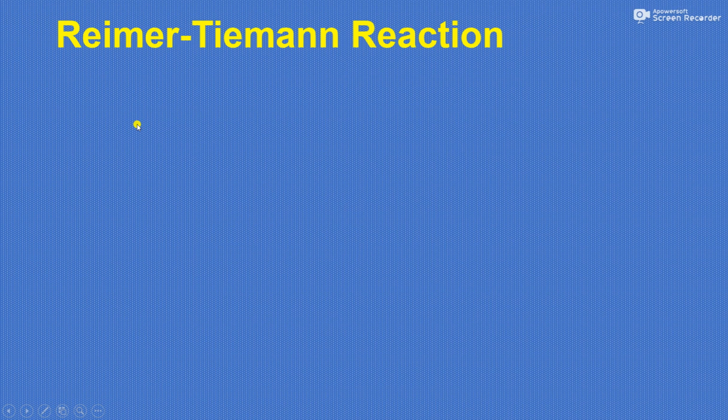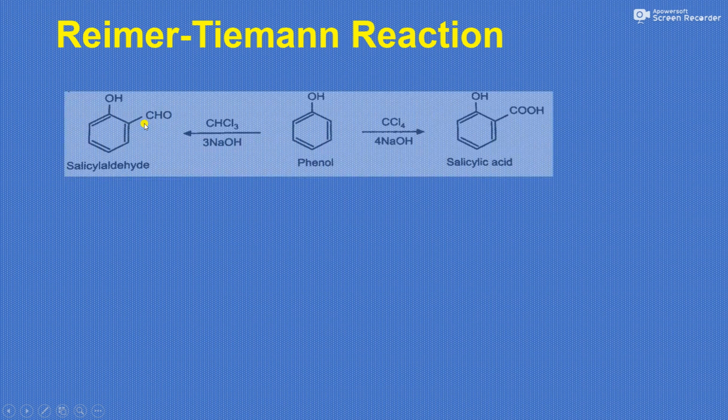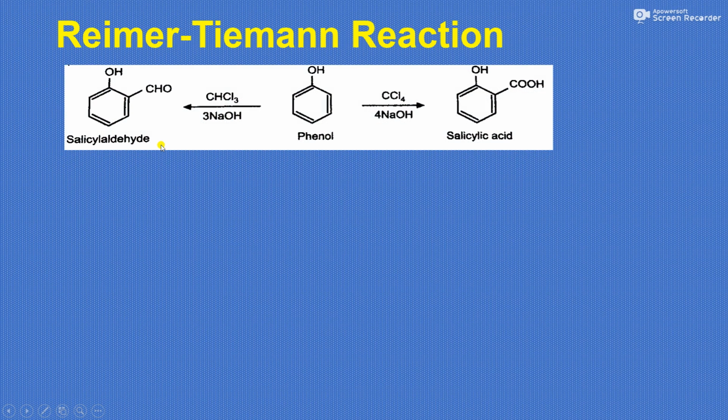Next reaction is the Reimer-Tiemann reaction. When phenol is reacted with chloroform in presence of sodium hydroxide, it gives salicylaldehyde. While when phenol is reacted with carbon tetrachloride and sodium hydroxide, it gives salicylic acid.